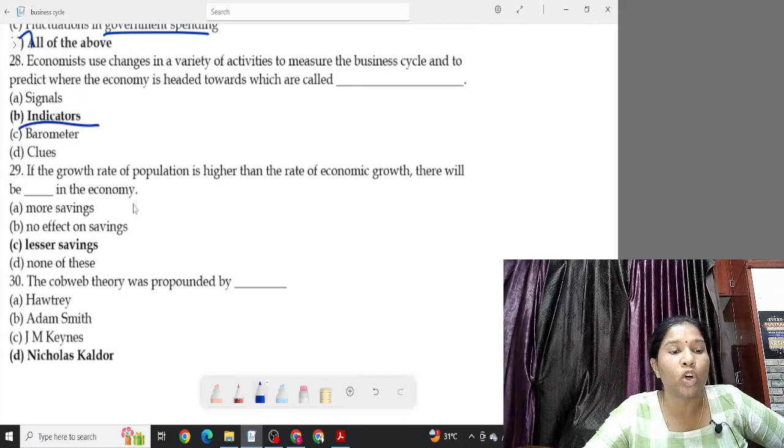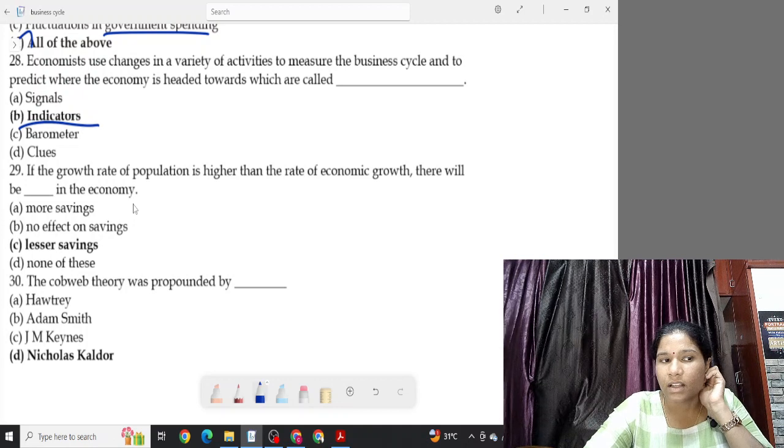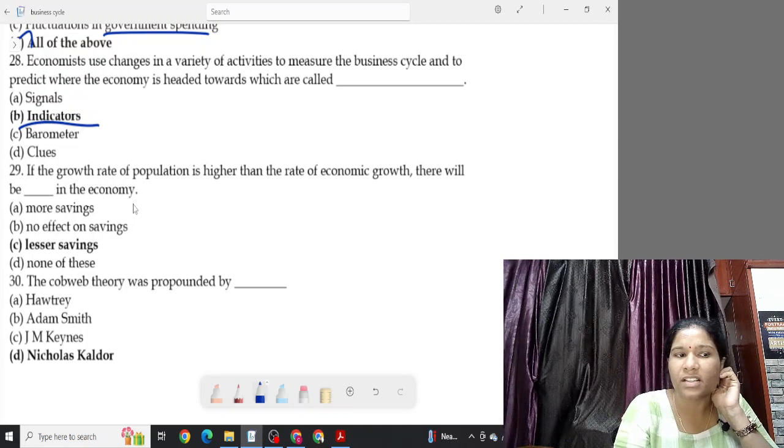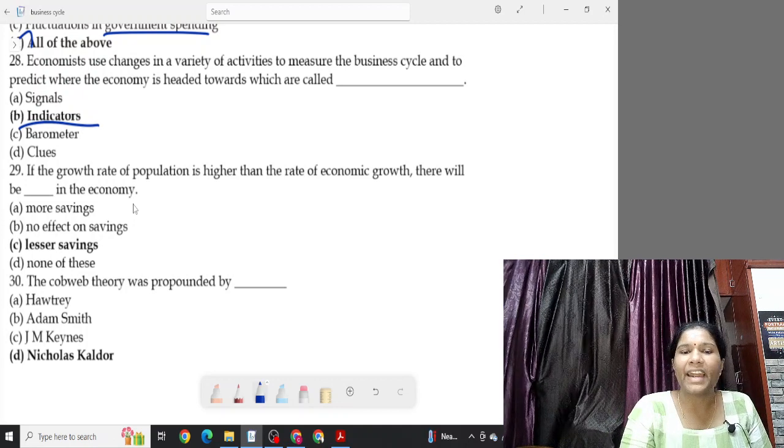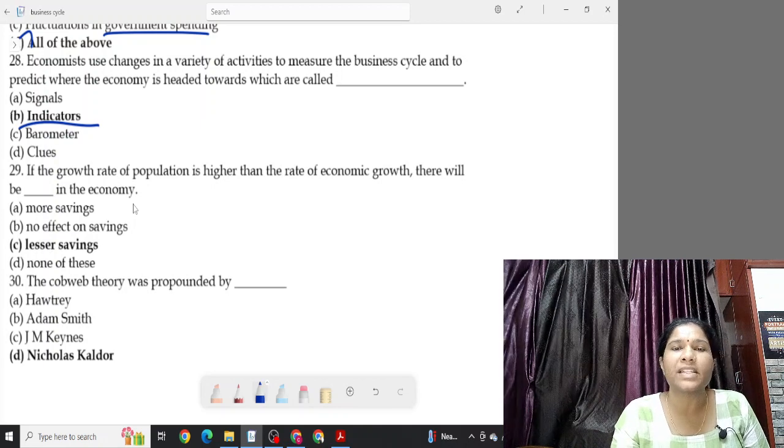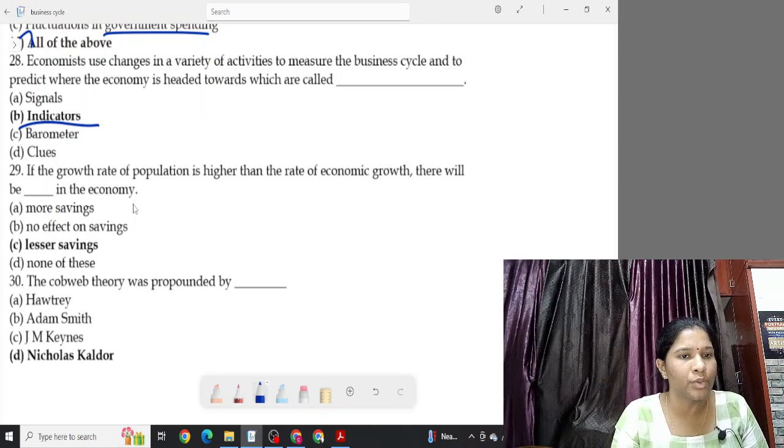Next one we have: barometer, clues, signals. Okay, an indicator is a signal only, but you can't use the word signal because indicator is a technical word, so use that, that's all.